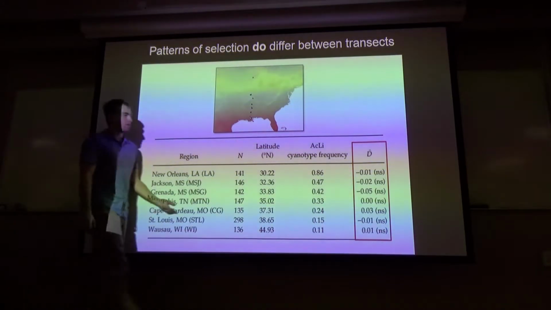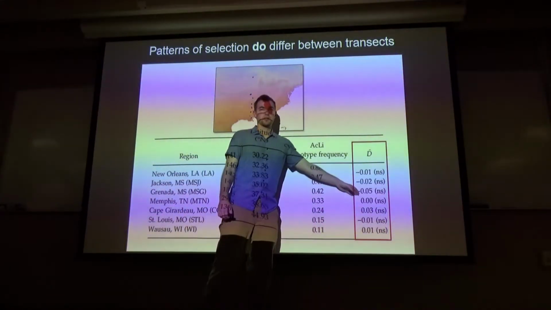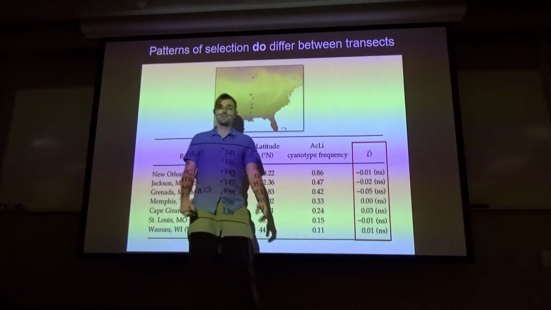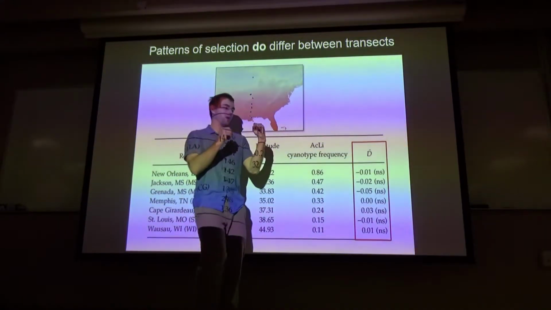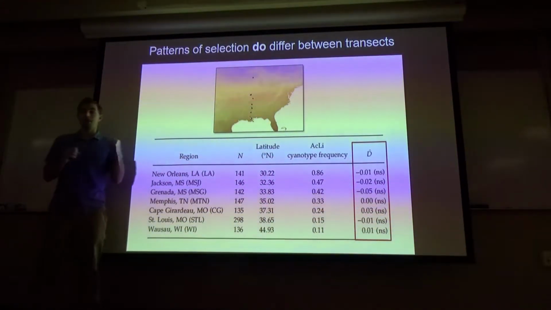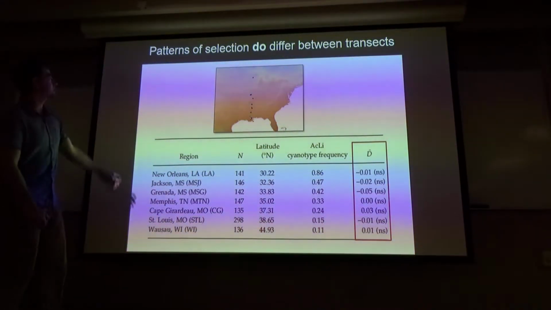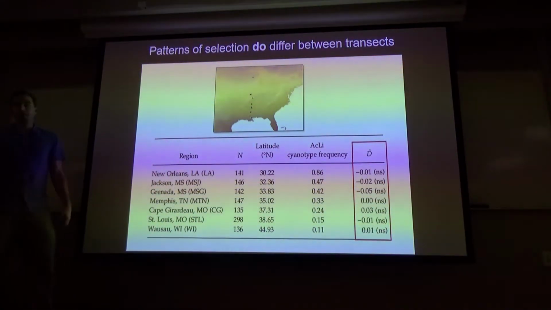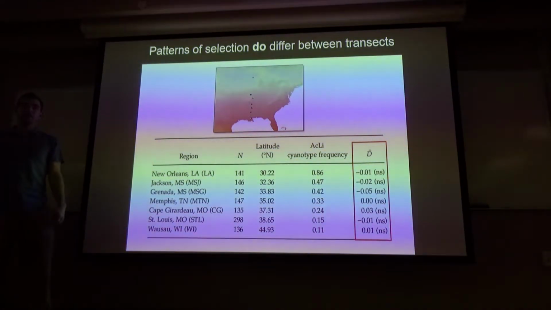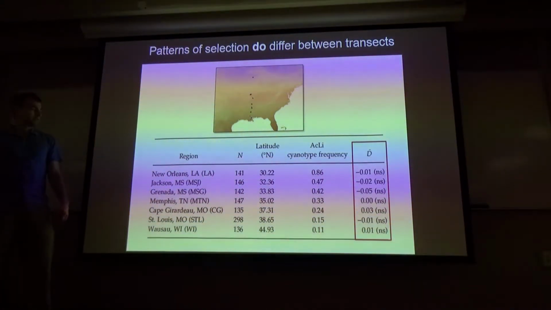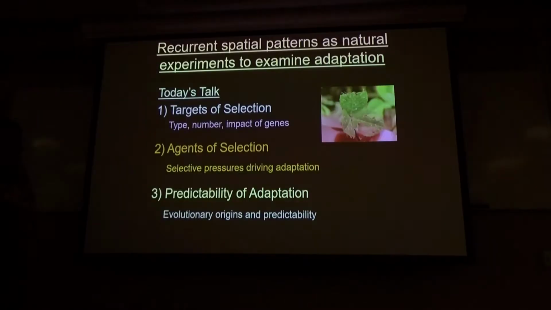And the answer is no. Our linkage disequilibrium is almost exactly at 0, which means we don't see that pattern where those two particular cyanotypes are actually selected in those populations. And that means there are different patterns of selection between these two different transects. Evolution is acting in different ways in these different places, which is kind of an interesting thing as well.